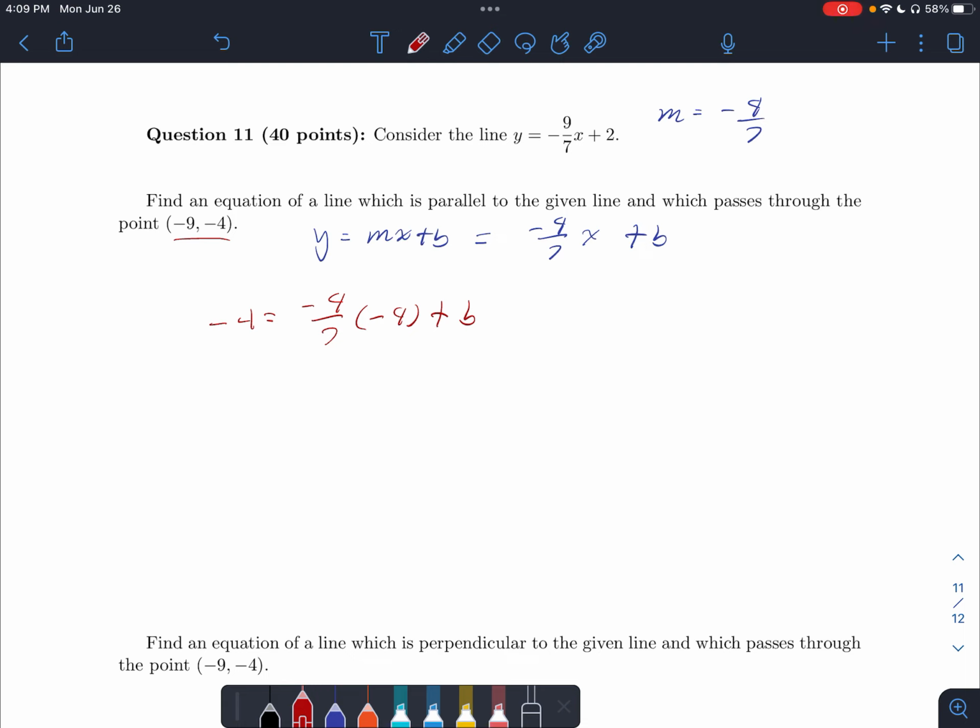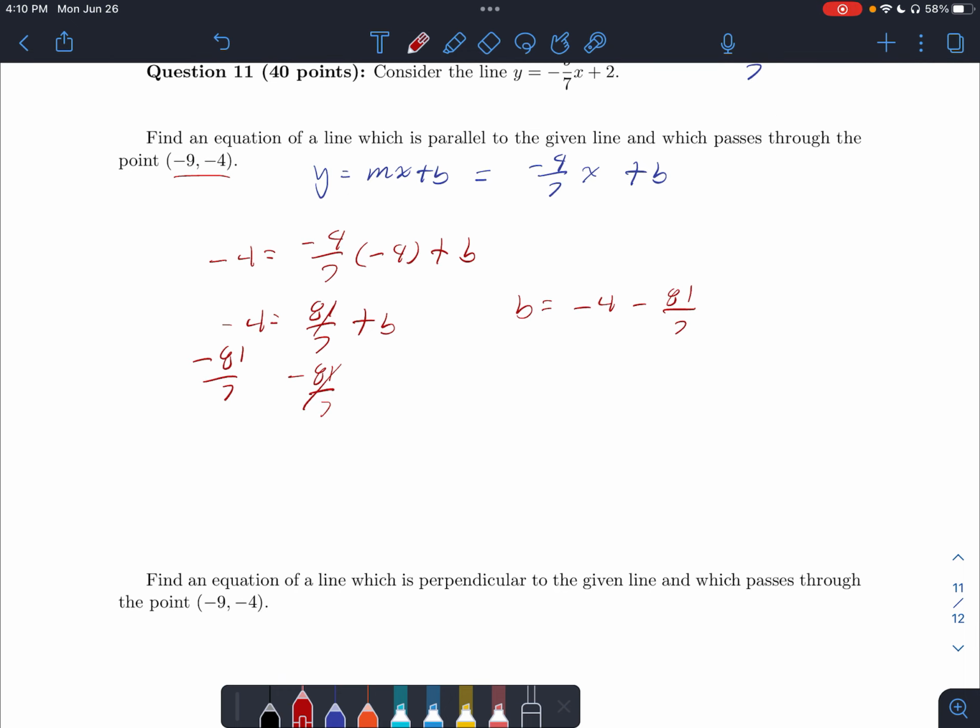Okay, and here let's simplify this. We have negative 9 times negative 9, that's positive 81. So we have negative 4 equals 81 over 7 plus b. Okay, so we can take 81 over 7 away, and we'll get b is equal to negative 4 minus 81 over 7. So let's write negative 4 as if it was a fraction with a denominator of 7. So this is really negative 28 over 7 minus 81 over 7.